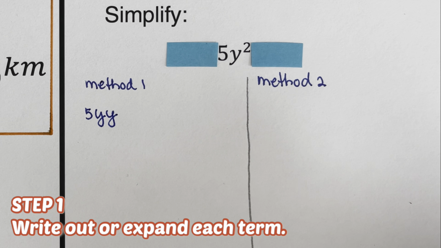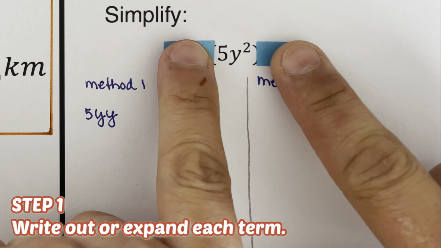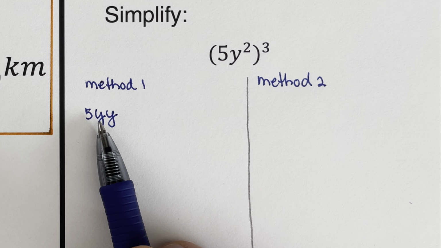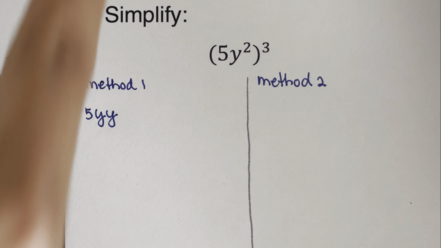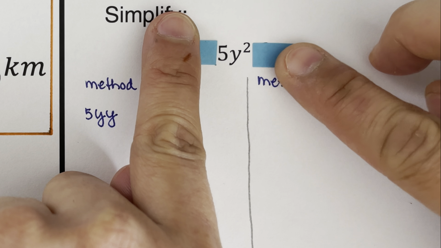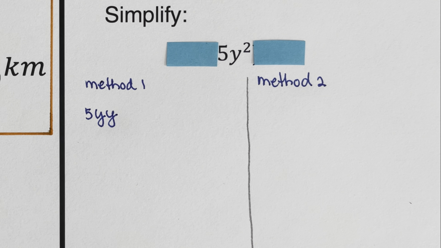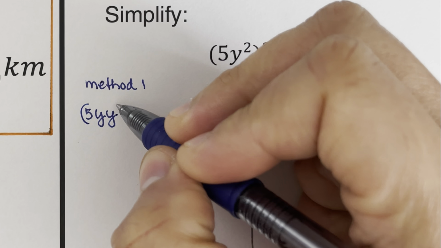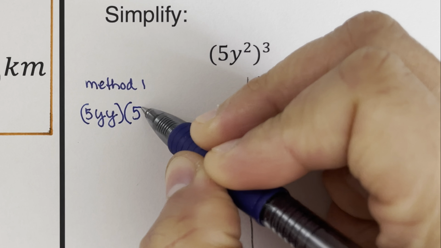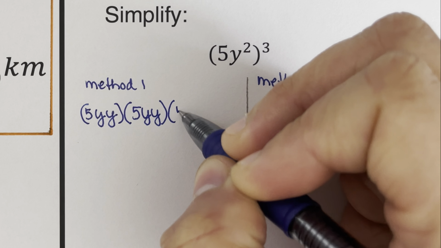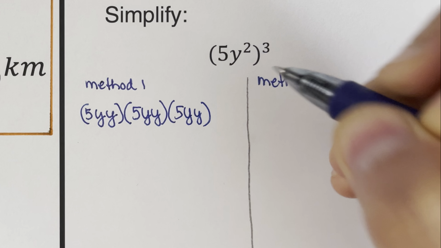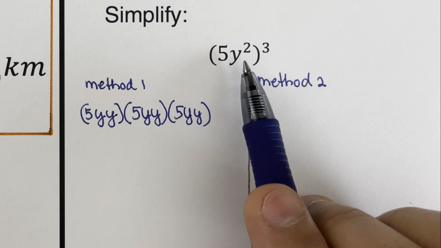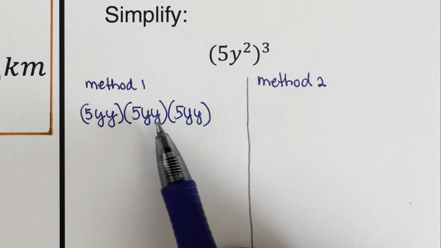Now, if we look at this one here, it says that it is raised to the power 3. This means that we are going to create 3 of these. So this 5y squared, we are going to create 3 of these, and that's what we mean by raised to the power 3. So in this case, I'm going to create 3 of this 5, y and y. Again, this is actually the expanded version of this expression we have right there. So we have a 5y squared, and we're going to do 3 of them.